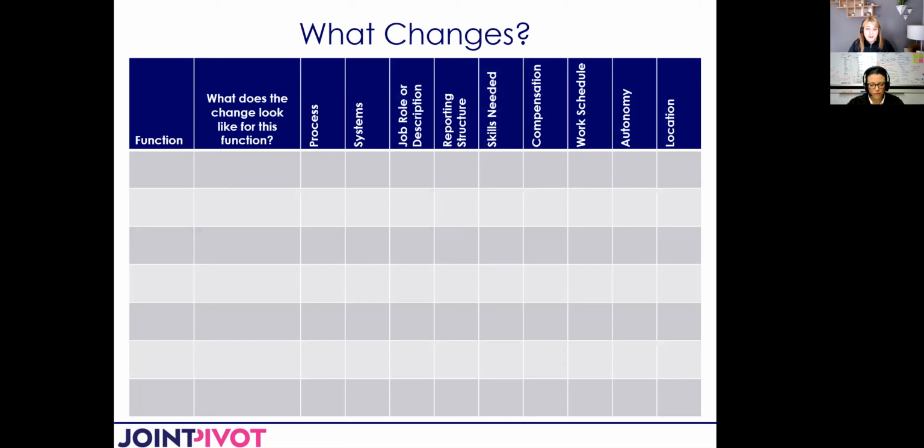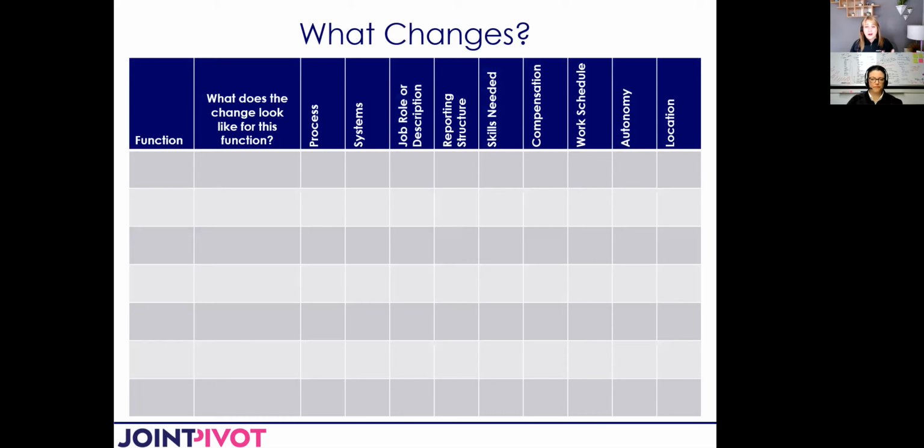What training do we need to do to help bring them up to speed to be able to perform that change? What compensation might change? So, are there extra things that they're taking on that they might need to be compensated for in these cases? Does their work schedule change? Are they going into the office now? Are they working from home? Is it hybrid? What does that look like?